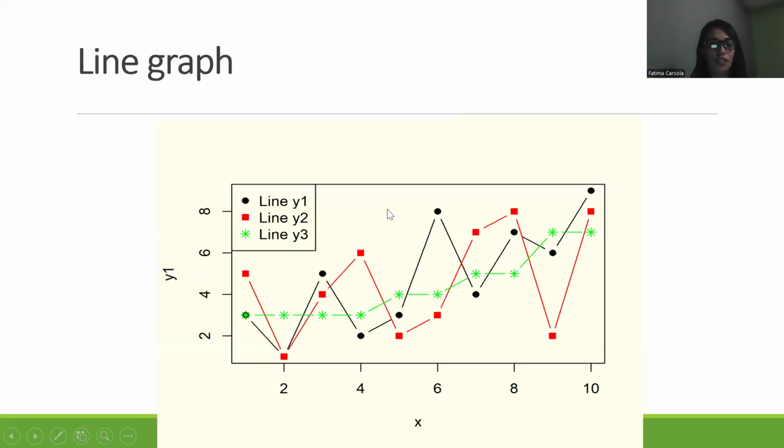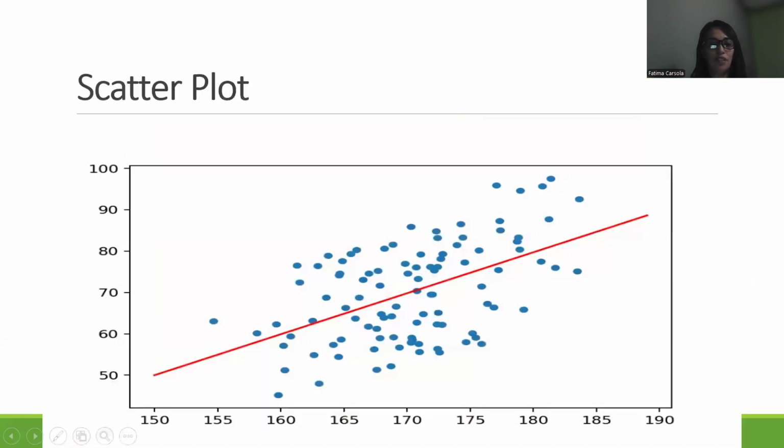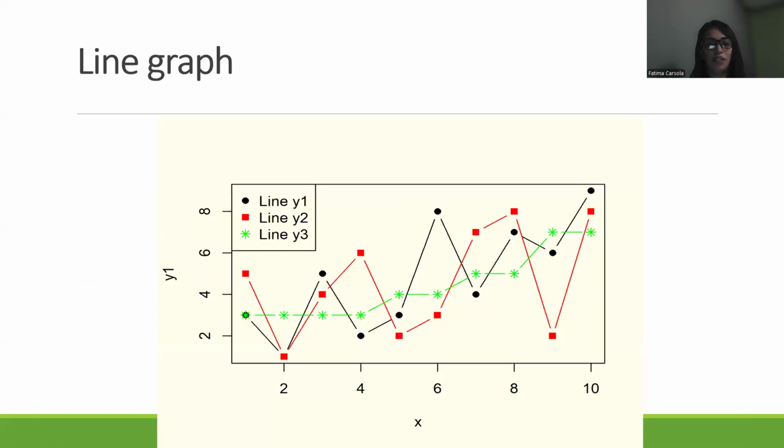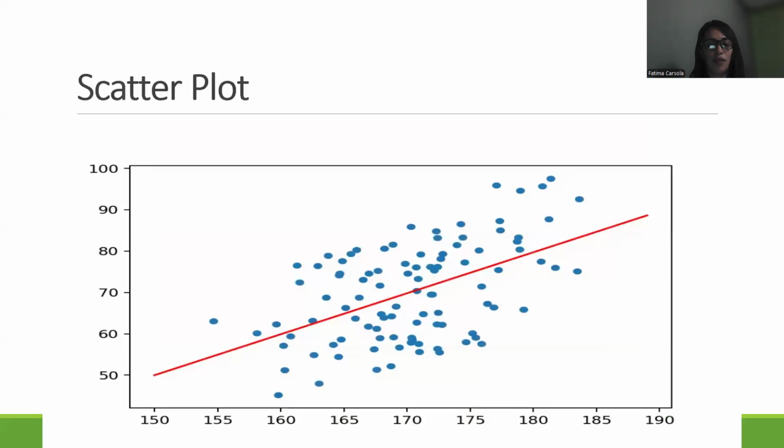So this could be an example of a line graph. Okay, the box plot. Okay, line graph, the box plot, and your scatter plot.